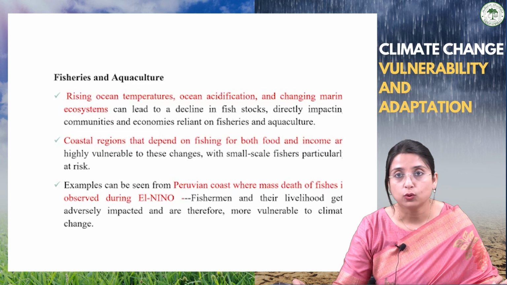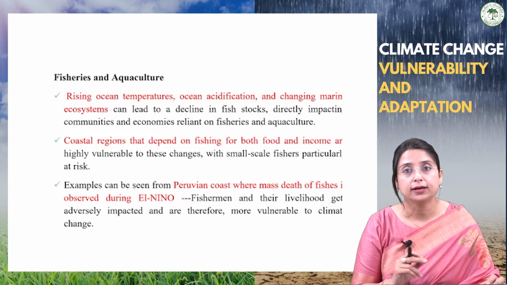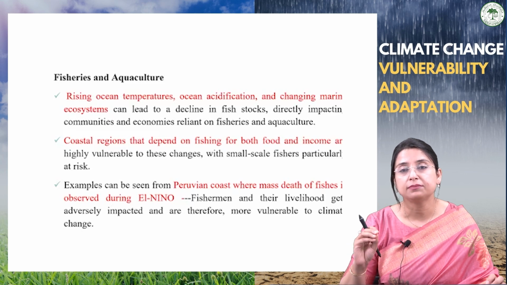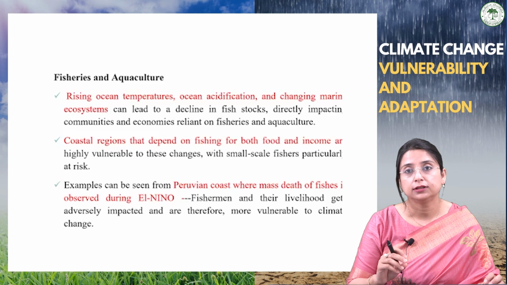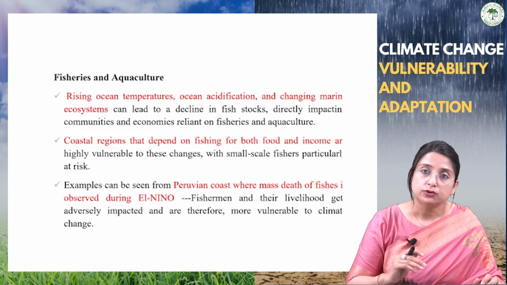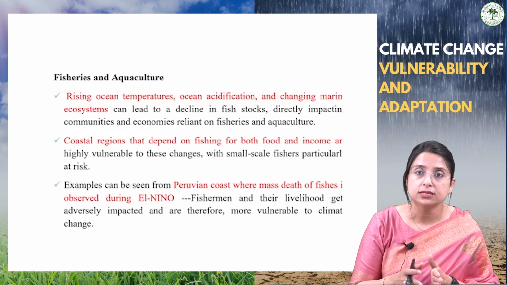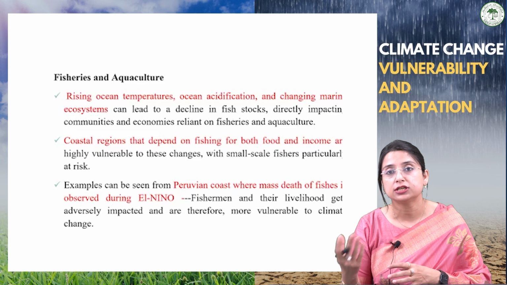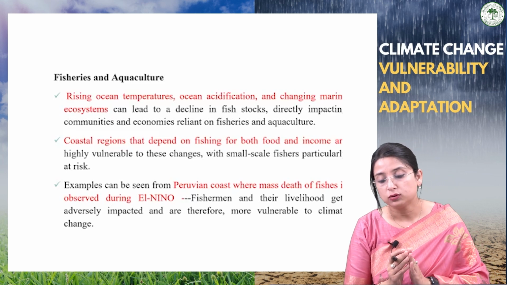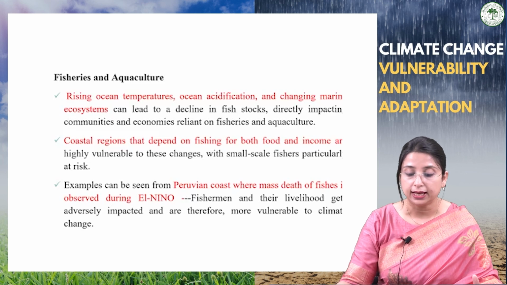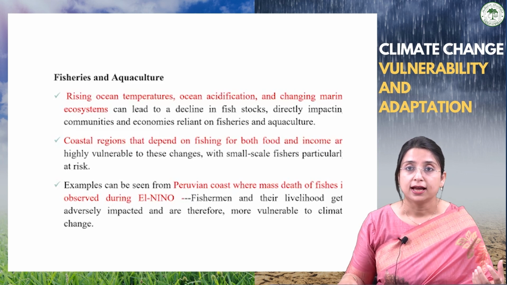Here you can take the example of the Peruvian coast. If you remember, we have seen that ocean current map. At the Peruvian coast, in a normal situation there is a cold current, but at a gap of 5 to 7 years, sometimes warm currents appear. Due to these warm currents, the temperature rises, phytoplanktons decrease, and the anchovies which are dependent on these phytoplanktons decrease, and in turn the bigger fishes which are dependent on the anchovy and phytoplanktons also see their population reduce. So at the Peruvian coast, where mass death of fishes is observed during El Nino, fishermen and their livelihoods get adversely affected.